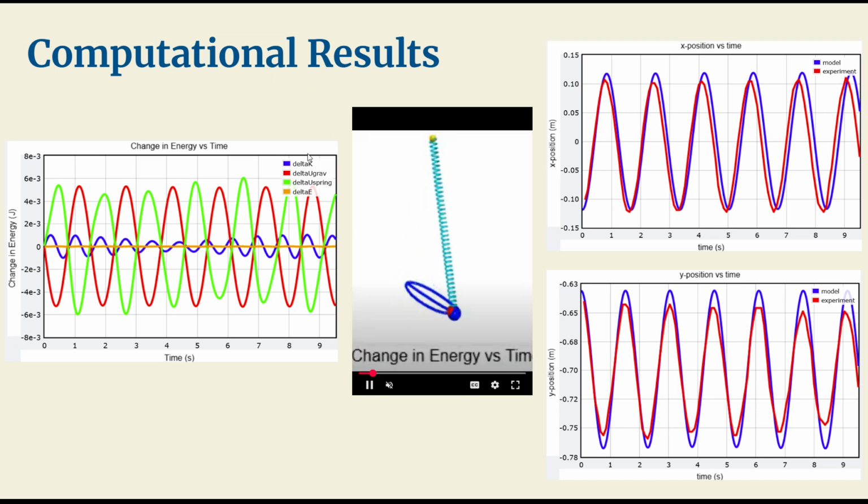My computational model provided this graph where the green line is the change in energy of spring potential energy. The red line is change in gravitational energy. The blue line is the change in kinetic energy, and the orange line is the change in total energy. The total change in energy was 0. The change in potential spring energy increased as change in gravitational potential energy increased.